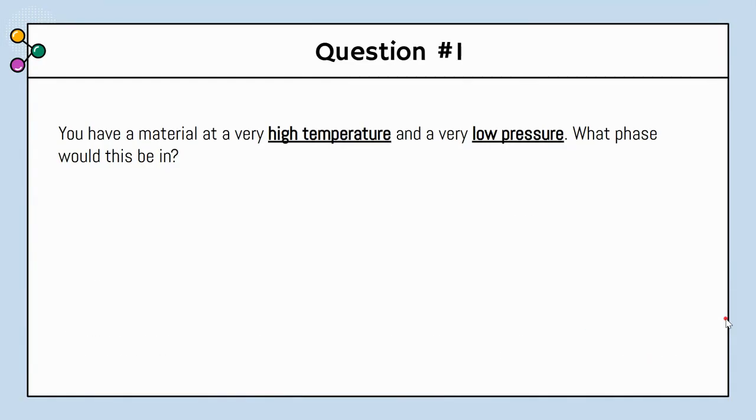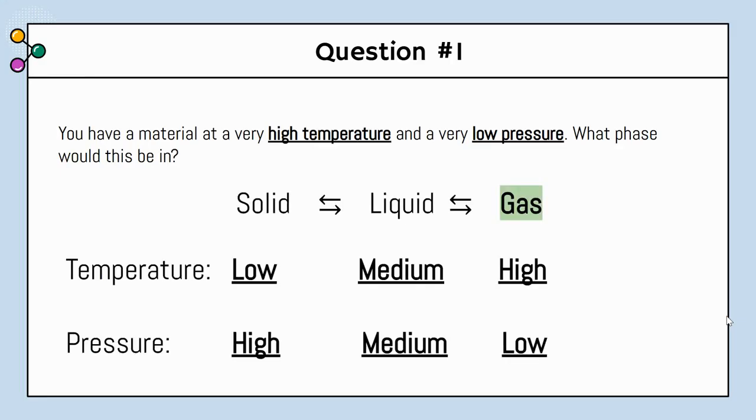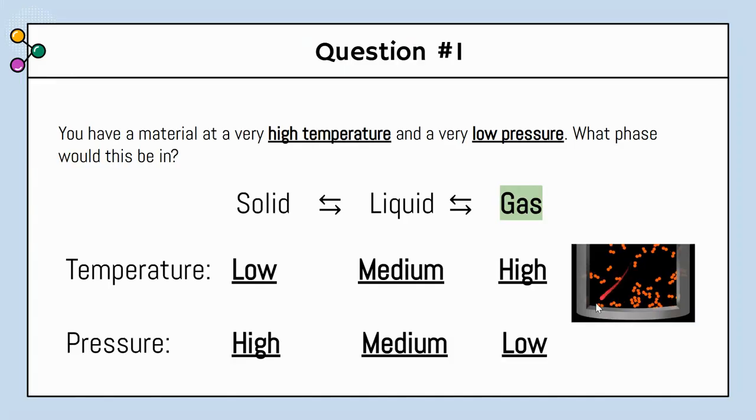Question number 2, you have a material at a very high temperature and a very low pressure. What phase would you expect this to be in? So this we would expect a gas. At the high temperature, these atoms have a lot of energy and they can kind of jump around their container really fast. And we have a low pressure, so those molecules are allowed to expand. There's nothing kind of squishing them together in place.